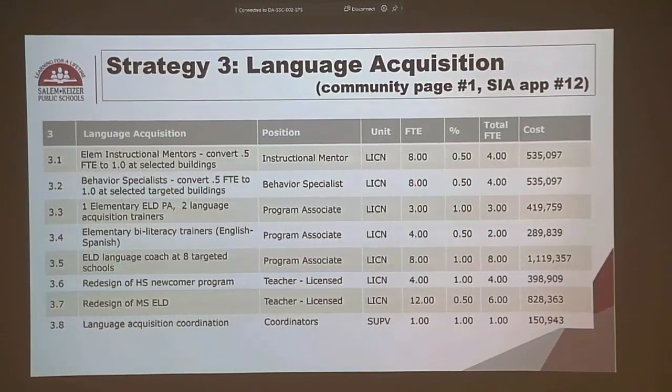So the first two lines here are our instructional mentors and behavior specialists. Again, 8 FTE, but they're 0.5, so a total of 4 for instructional mentors and 4 FTE for behavior specialists for $535 each. We will hire a language elementary ELD PA and 2 language acquisition trainers. So that's a total of 3 licensed staff who will be highly skilled staff to work side by side with teacher teams and building teams and to be able to support all of our learners. So that's $419,000.